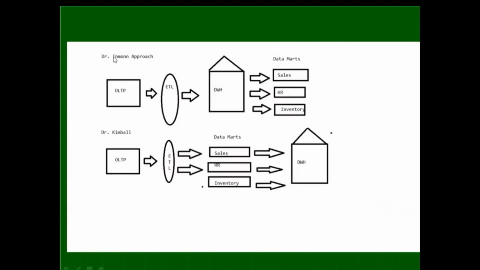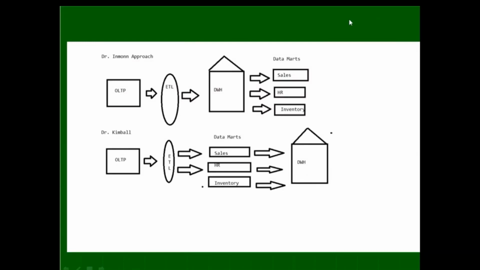Okay. So according to Inman, you create a data warehouse, later you create a data mart. According to Kimball, you create a data mart first, then later you create a potato curry, tomato curry, beans curry. If you need a mixed vegetable curry, you take this, you take this, you take this, and mix it up. Right?